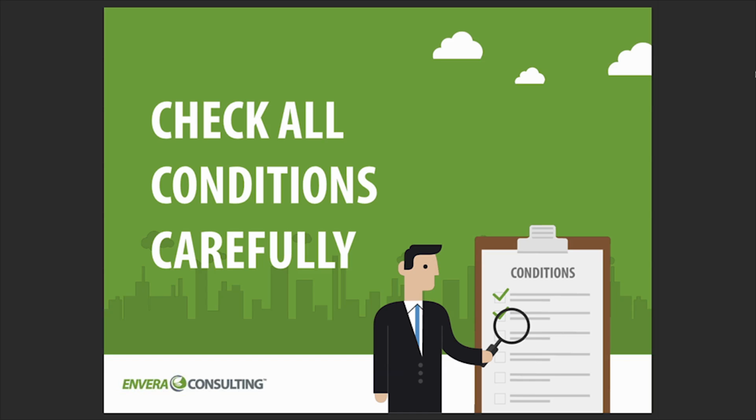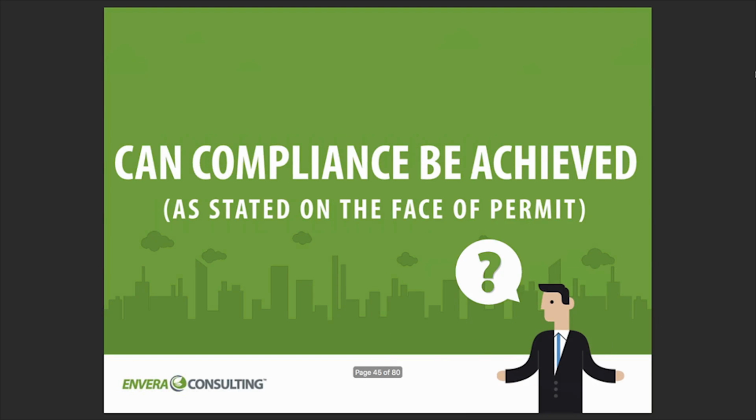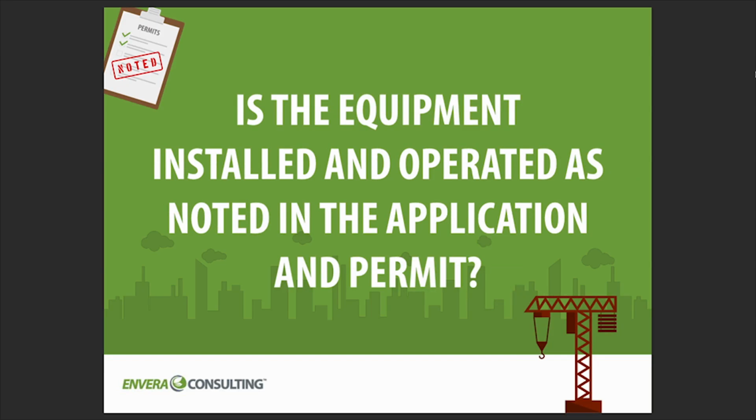Therefore, you want to check and double check all the conditions carefully. And you really want to ask the question, can compliance be achieved as stated on the face of the permit? Ultimately, you want to look at all the conditions and the descriptions to be sure that the equipment is installed and operating as noted in the permit condition or permit application.